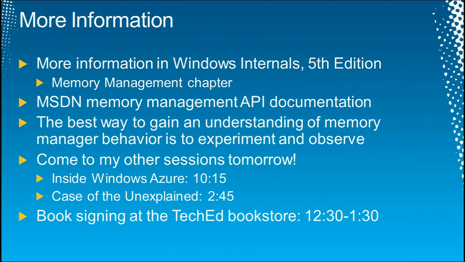Then we switched over to talk about system commit and the types of memory allocations that count towards system commit, which are all private memory allocations. Could be copy on write memory, could be private bytes, could be shared memory. Actually, shared memory counts towards system commit as well.